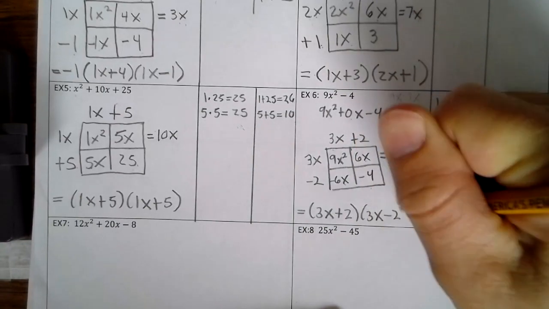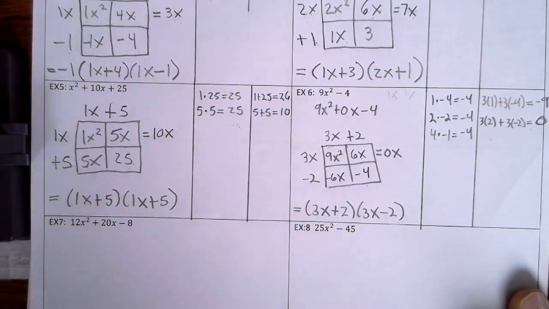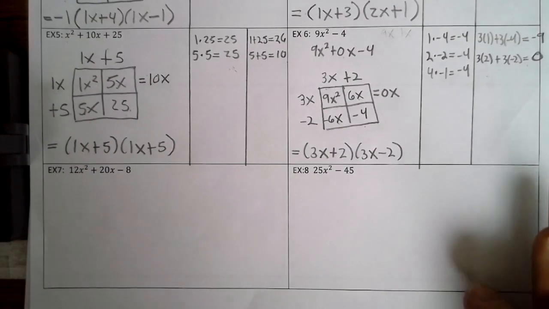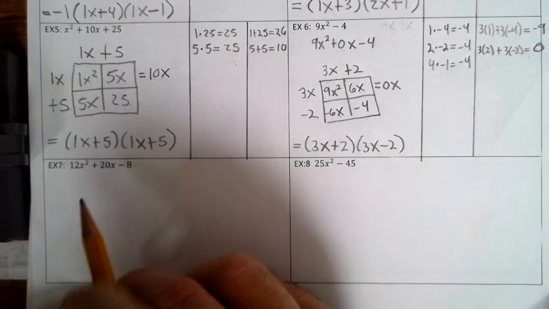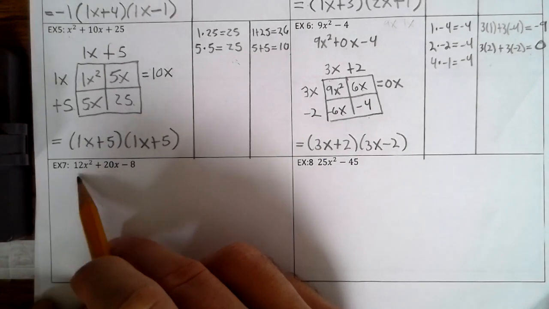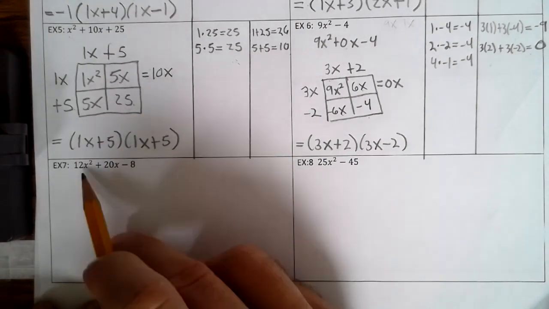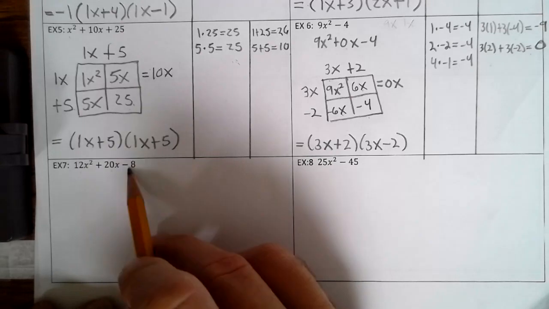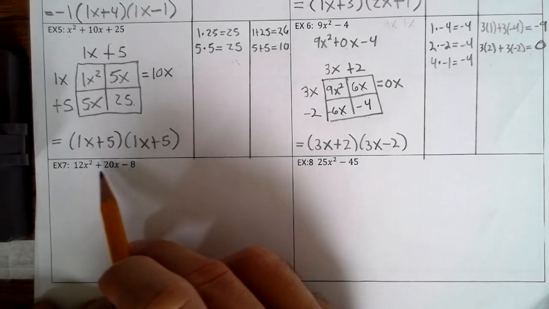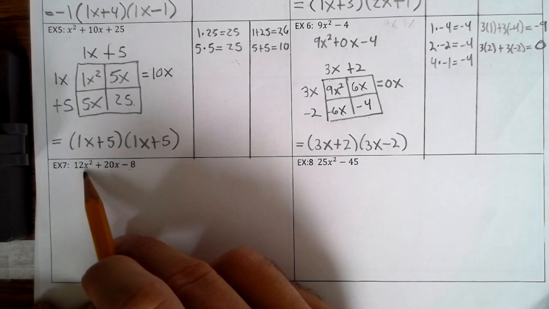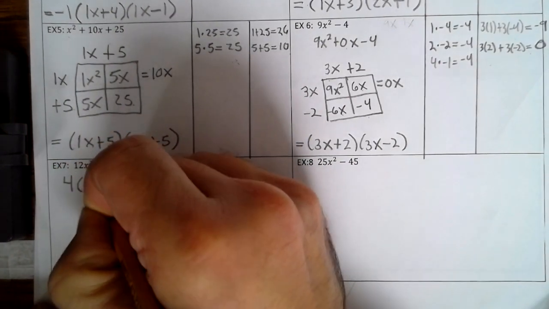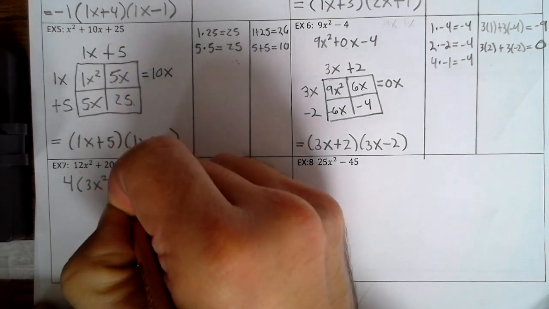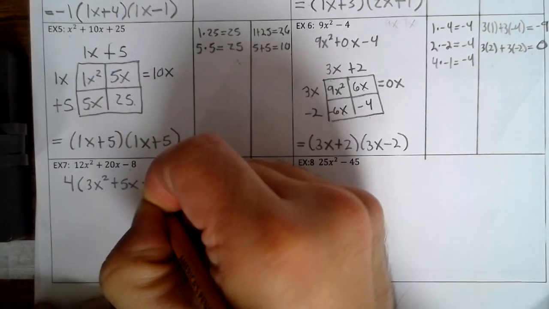All right, example 7. Now, if you can, you want to factor out the greatest common factor. In this case, it looks like all these numbers are divisible by 2. And in fact, actually, I think we can go a little higher. I think we can go in 4. So let's factor out a 4. So that leaves 3x squared plus 5x minus 2. And we just have to remember to put the 4 back in the final factored answer.